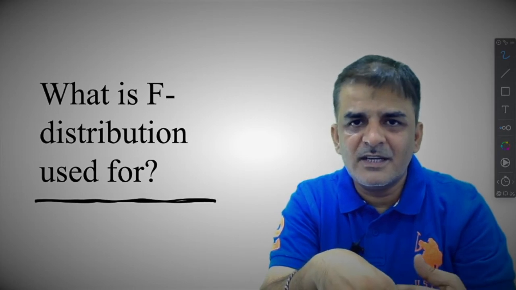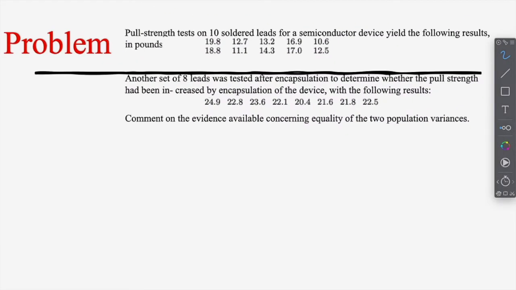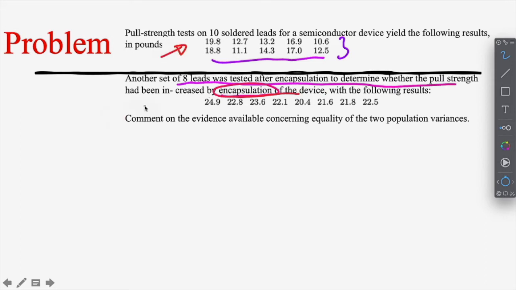That is the basic requirement where we apply the F distribution. Otherwise we could have applied the T distribution for comparing the means. Look at this problem. It is comparing two semiconductor devices. 10 soldered leads were measured for their pull strength. Maybe pull strength in kgf or newtons, we are not very concerned about it. Another set has 8 leads which were encapsulated, to determine whether the pull strength has increased by encapsulation of the device or not. They are comparing the existing production with the changed production, to see whether the pull strength has increased or not.